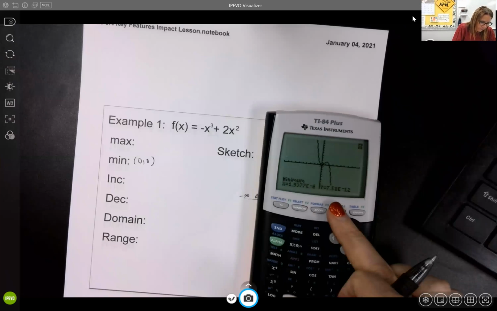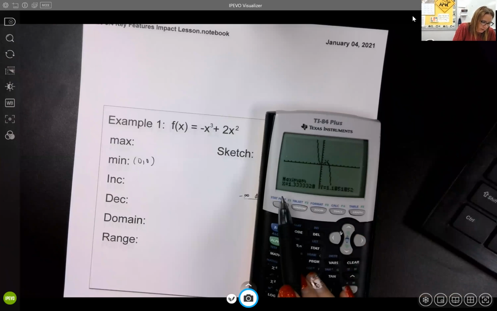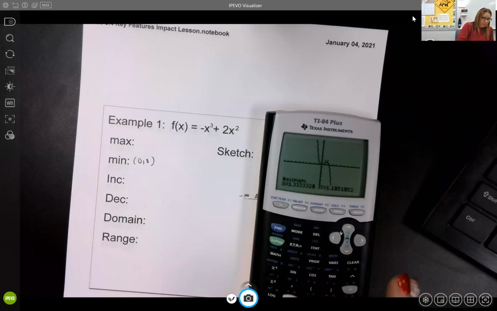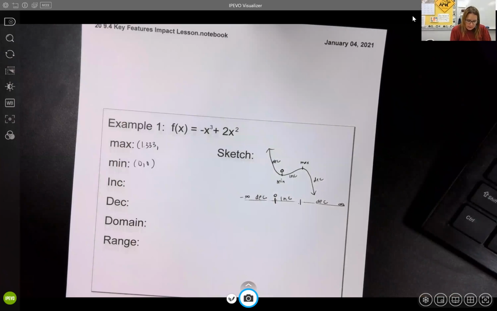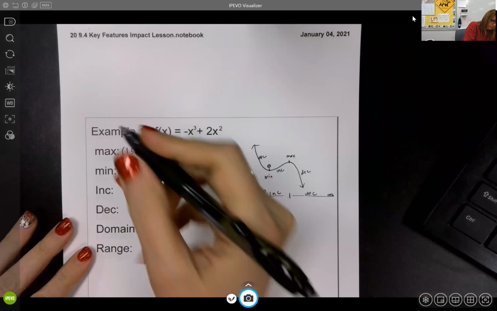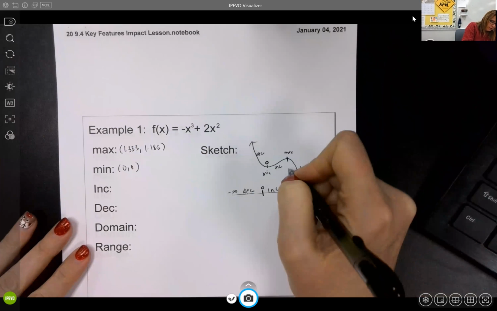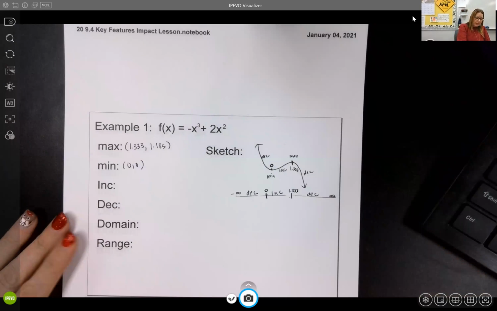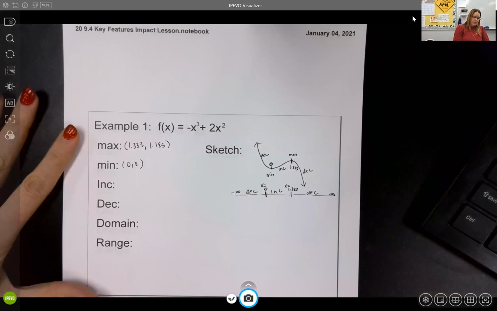Then I do the max. Second trace, max, enter, enter, enter. The maximum is 1.333. We're going to do 3 decimal places. And then the y value is 1.185. Again, right here, I'm going to mark 1.333. Notice I'm only writing that x equals 0, x equals 1.333, because I don't need the y value anymore, only for this.